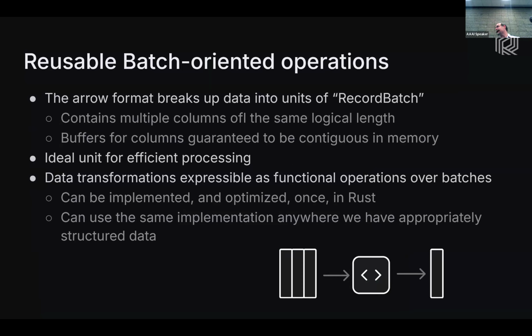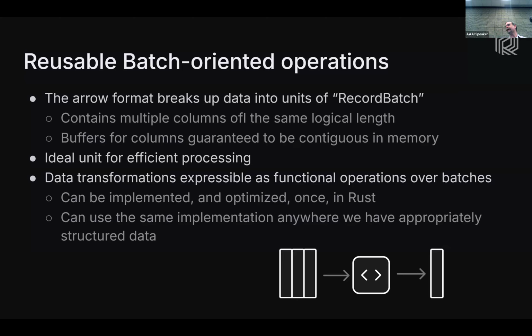And in the context of using that Arrow data for these data type conversions and transformations that I was talking about, the Arrow format breaks data up into units called record batches. A record batch is the minimum packet that contains multiple columns of the same logical length. The buffers within those columns are guaranteed to be contiguous in memory, and this makes it an ideal unit for implementing these transformation kernels.